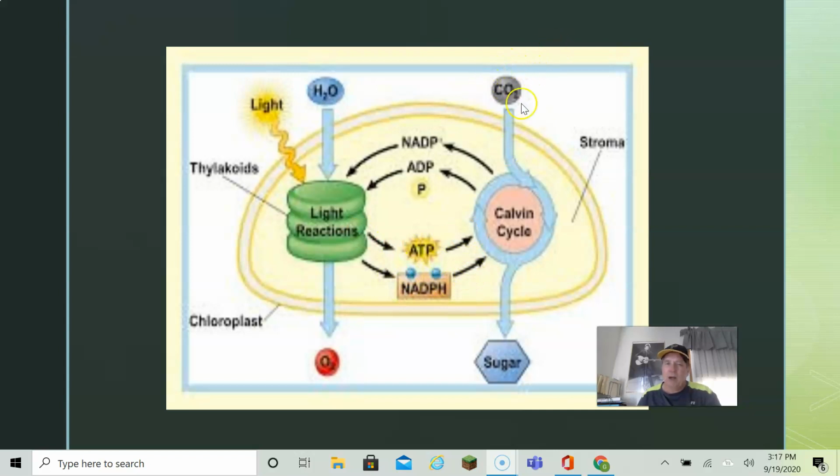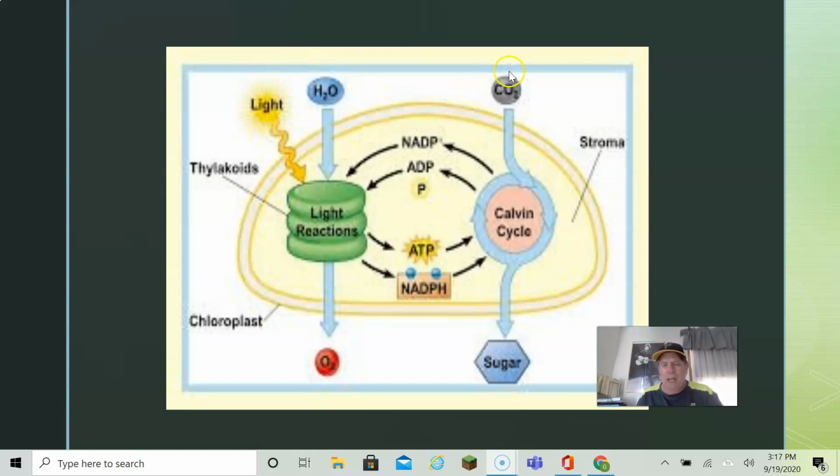Here comes that carbon dioxide. Remember, three things come into photosynthesis and two things come out. This energy hooks up with the carbon dioxide in a thing called the Calvin cycle. And what comes out? Sugar. So our three things, light, water, carbon dioxide, going into the chloroplast. What's coming out? Oxygen and sugar.